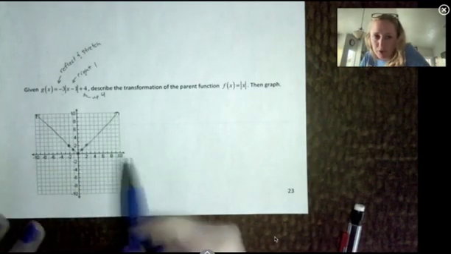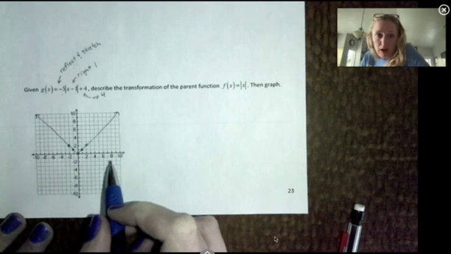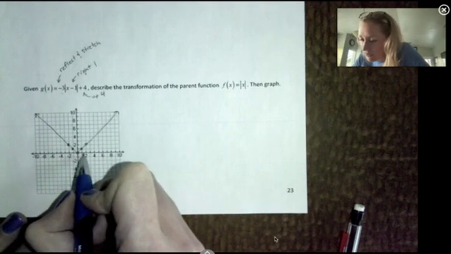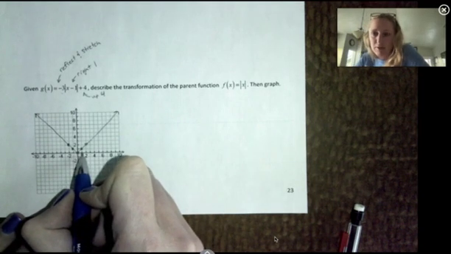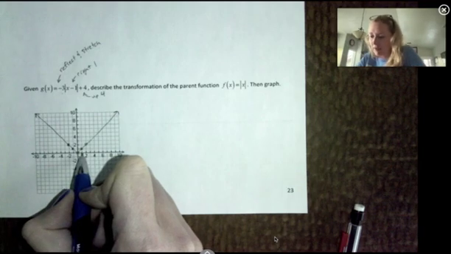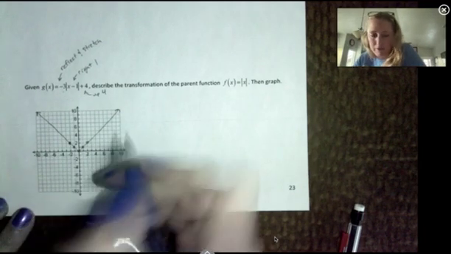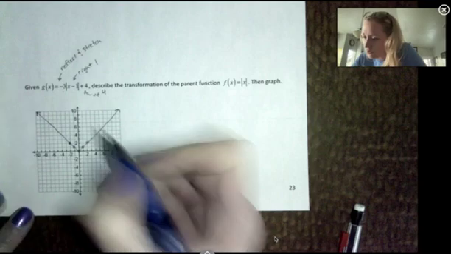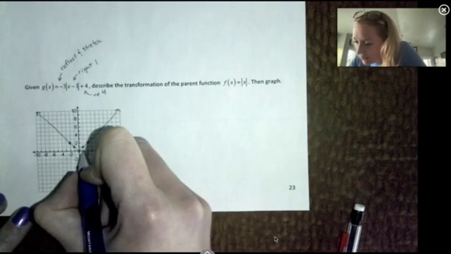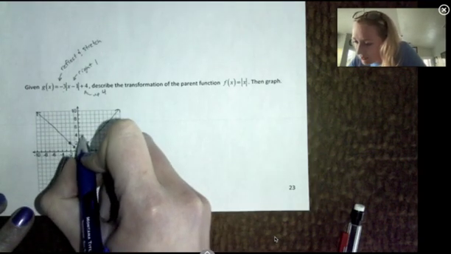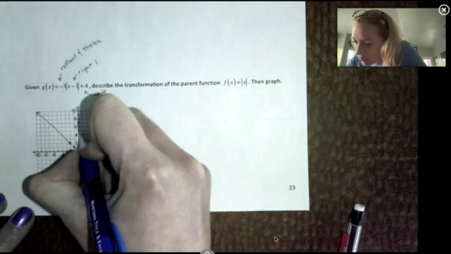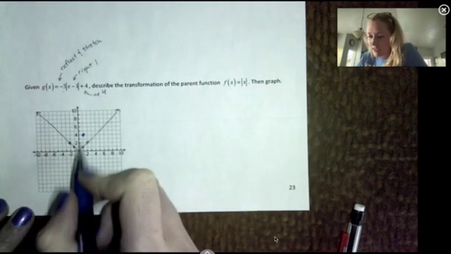So we are going to move right 1. Okay, so I'm going to start with just the vertex here. And then I'm going to reflect it over the x-axis and multiply by 3. So 0 multiplied by 3 is still 0. So this one just moves right 1 and then up 4. 1, 2, 3, 4. Okay, so that point is now here.